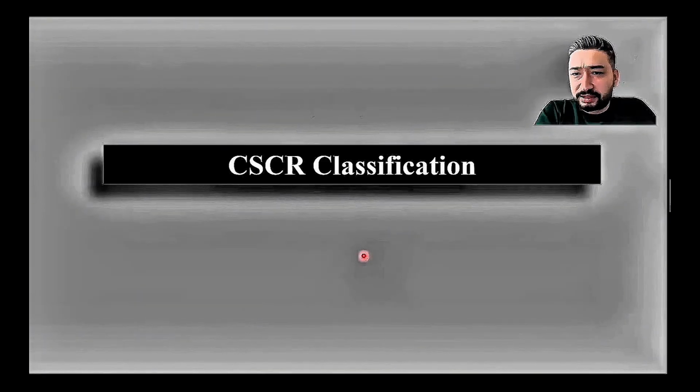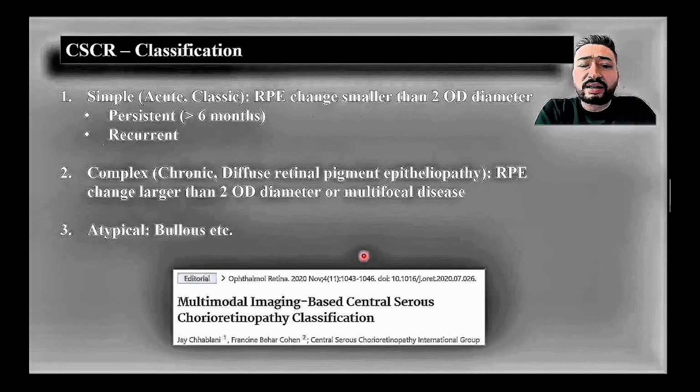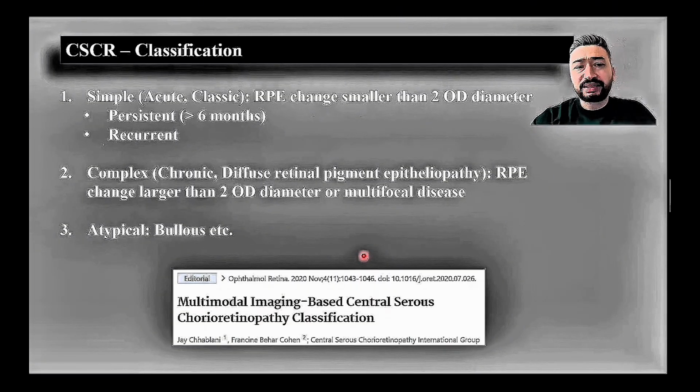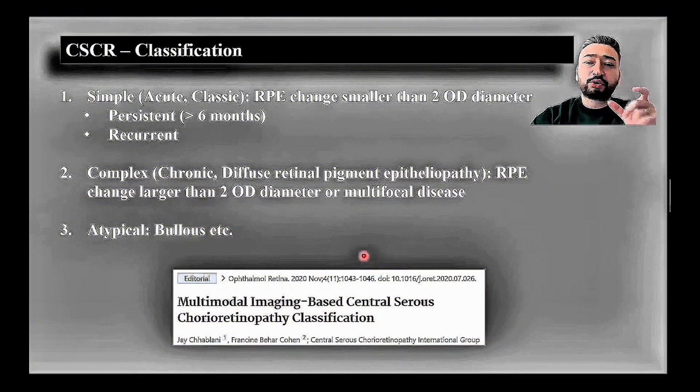Let's discuss CSCR classification. When we look at the CSCR classification, there was actually a serious confusion, but I think the classification made by Chabliani and Behar-Cohen really solved this issue as much as possible. This is the best classification yet. In this system, the type formerly referred to as acute or classic is now labeled as simple. The type previously known as chronic is now referred to as complex, and in this context, we have a requirement of having an RPE change larger than 2 optic discs.